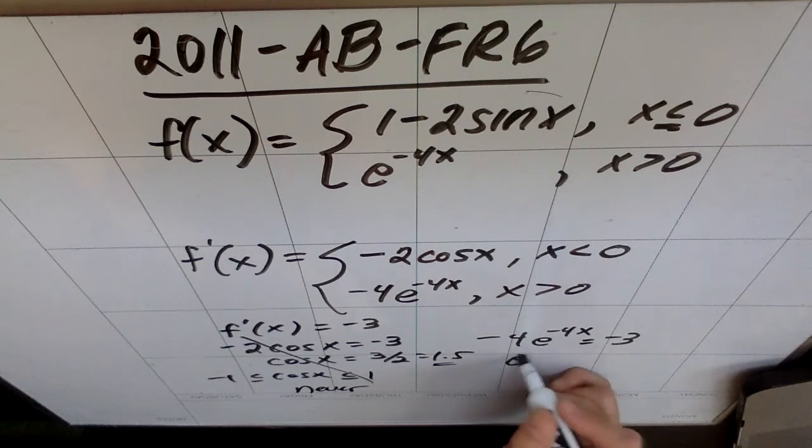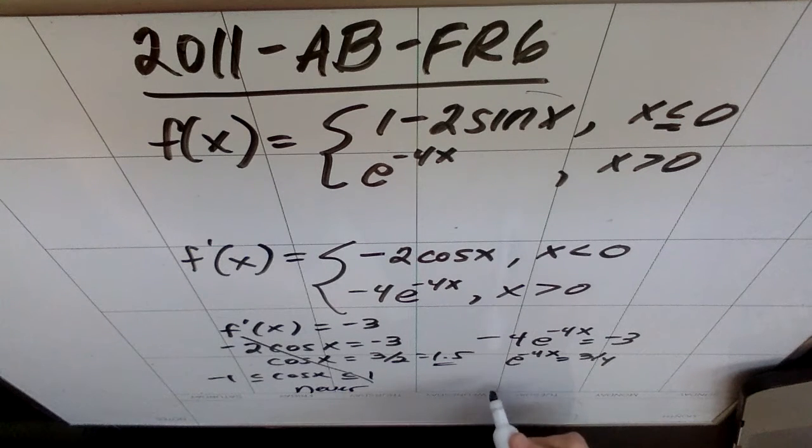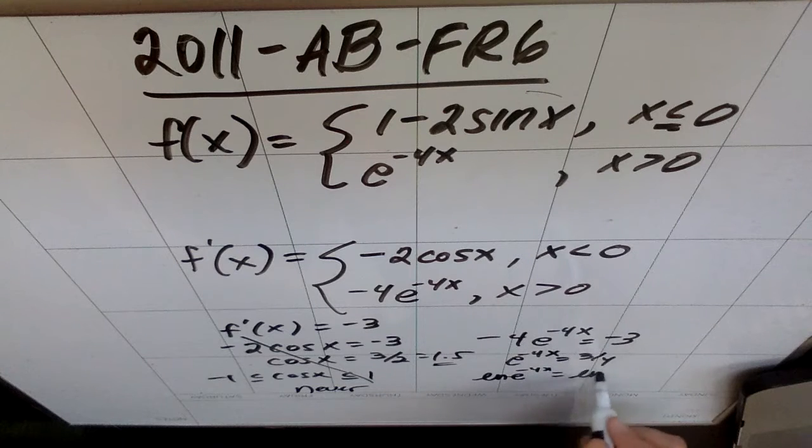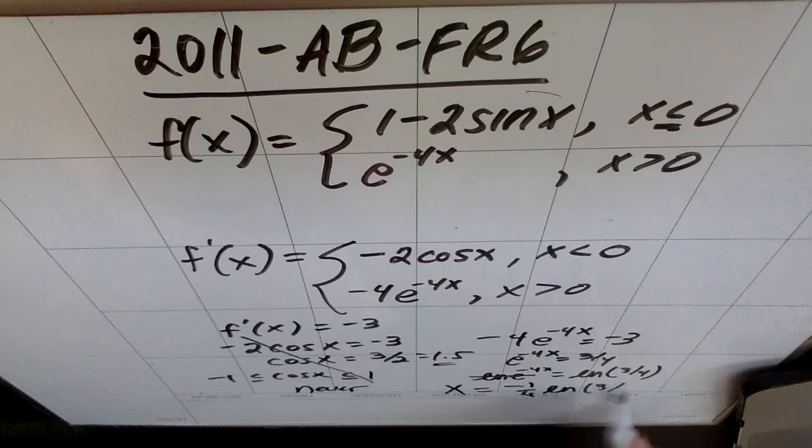But we could also check when the other function, -4 e to the -4x, equals -3. That would be when e to the -4x is 3/4. We'd take the natural log to solve, so we'd get the natural log of e to the -4x equals the natural log of 3/4. These cancel, so we divide by -4, and I'd get that x is -1/4 times the natural log of 3/4. That's my answer, and there are different ways you could write that, but that's what we want. So I get -1/4 the natural log of 3/4.